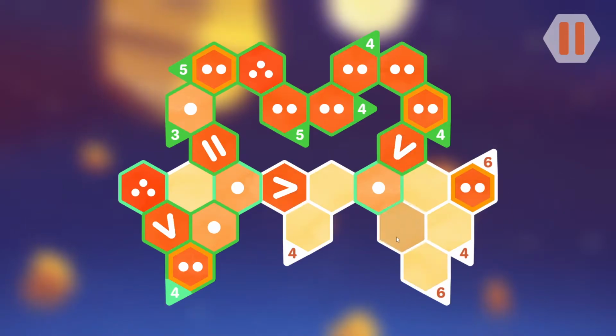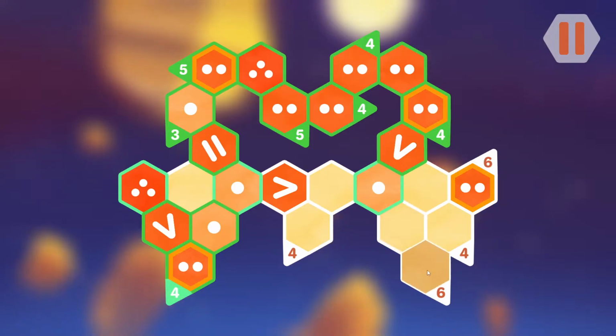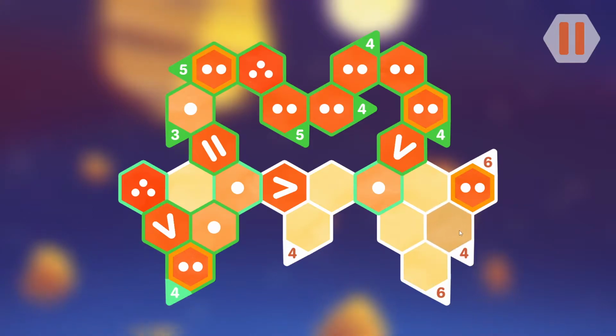This is 6, so this is at least 2. This is, so those are 5 combined, and this means this cell is at least 2. So this cell is at max 2. So this one is at least 2 as well. You understand? Because of this 4.